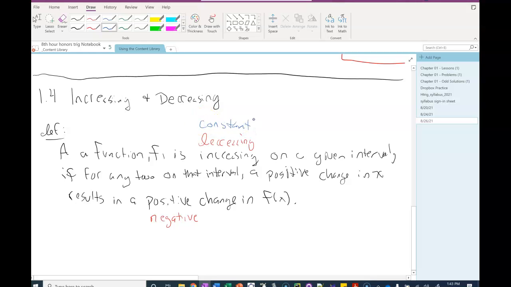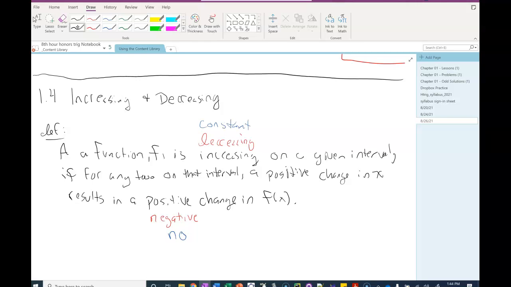And there's one other type of interval. It's a constant interval. And here, instead of a positive change in f of x, it's going to be no change in f of x. So rather than recopying that definition that's virtually the same 3 times, I just wrote the different word. If it's decreasing, it's the same definition, but instead of positive, we say negative. You guys get what I mean by what I'm doing, just to not have to write it 3 times? That's okay? Okay.